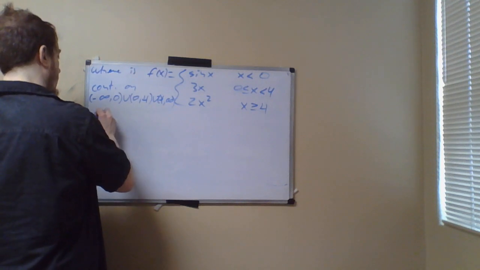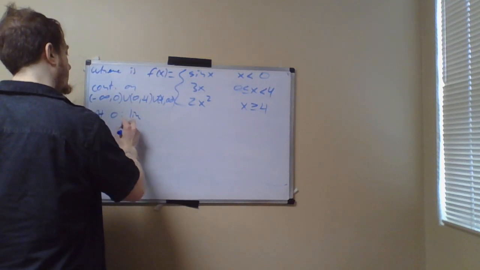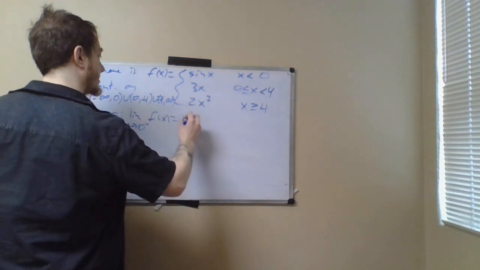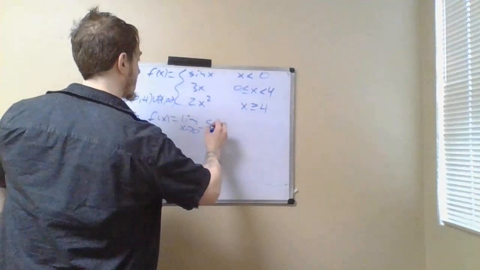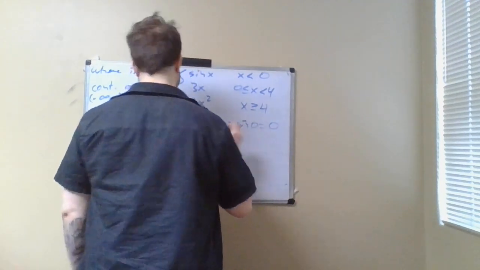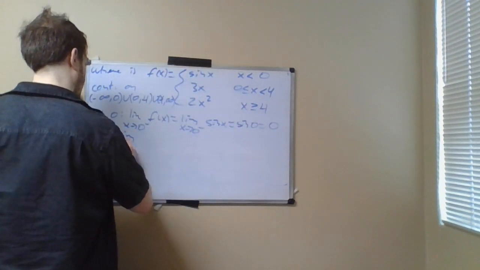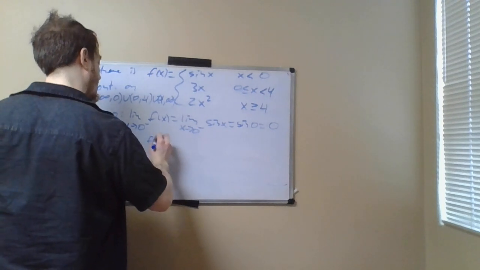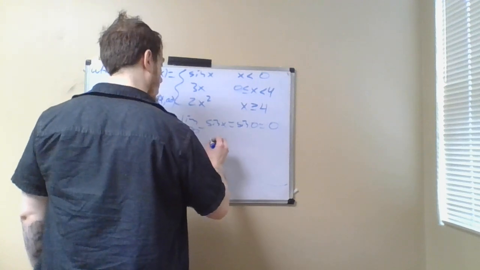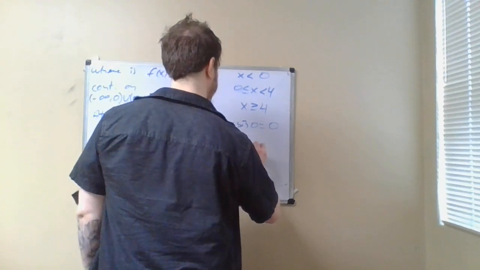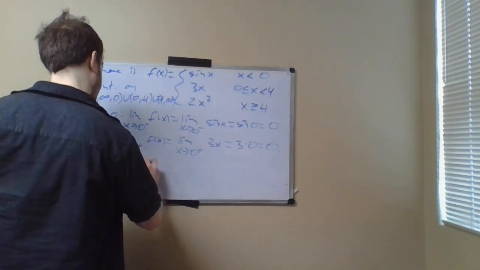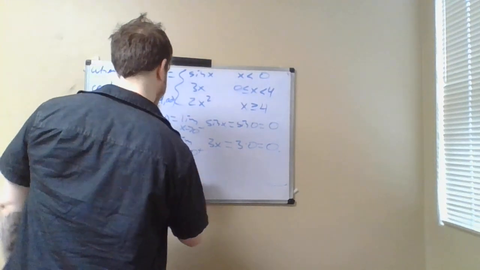Well, at 0, the limit as x approaches 0 from the left of f of x is the limit as x approaches 0 from the left of sine x. That is just sine of 0, which is 0. The limit as x approaches 0 from the right of f of x is the same as the limit as x approaches 0 from the right of 3x. That's 3 times 0, which is still 0. And also, f of 0 is 3 times 0, which is 0.